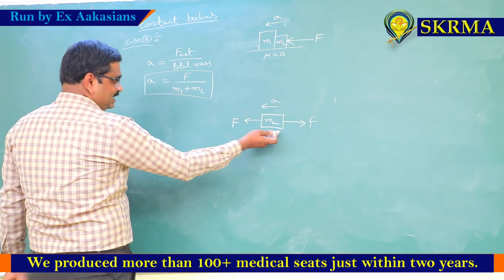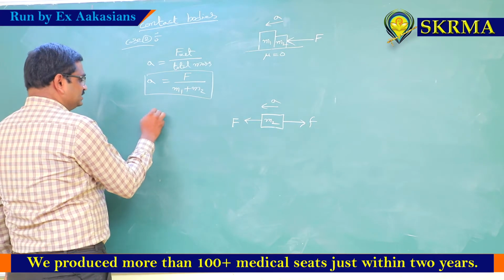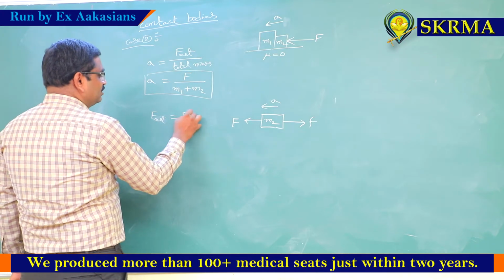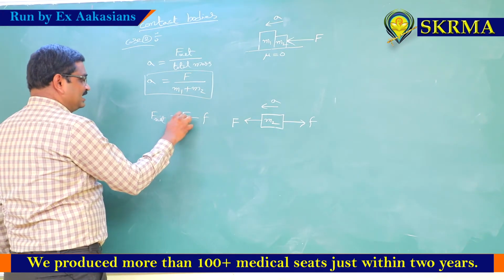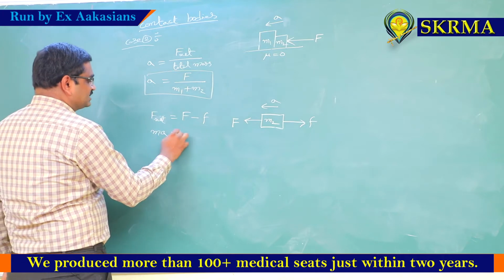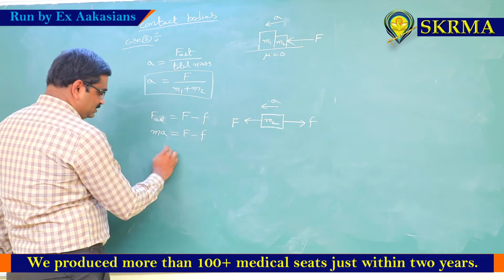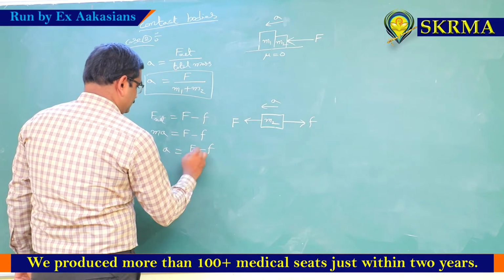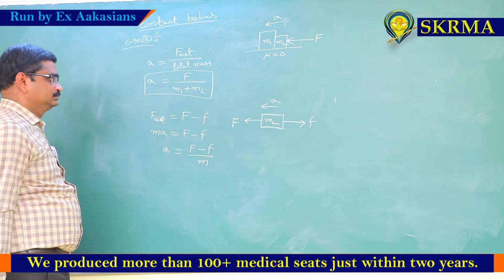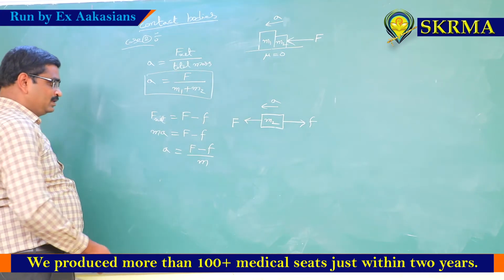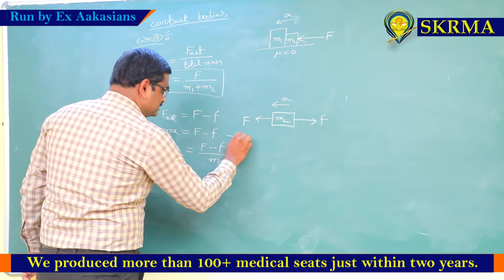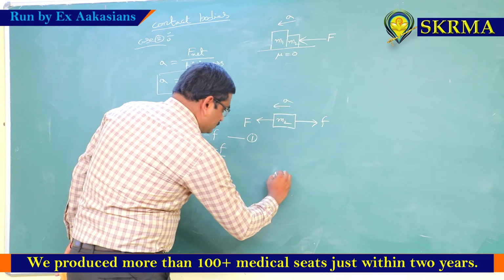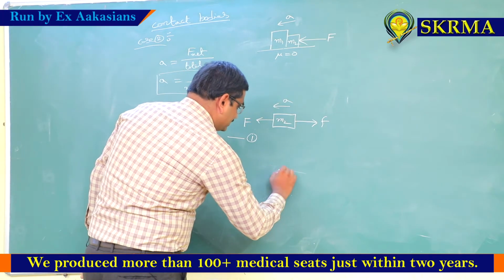Now apply Newton's second law for this one. What is the net force on this one? F minus f. From Newton's second law, F net can be written as mass into acceleration, that is F minus f equals M2 A. So A equals F minus f by M2. We can write it like this, and assume that this is equation number 1. The acceleration we already wrote. Next, just draw the free body diagram for the other mass M1.